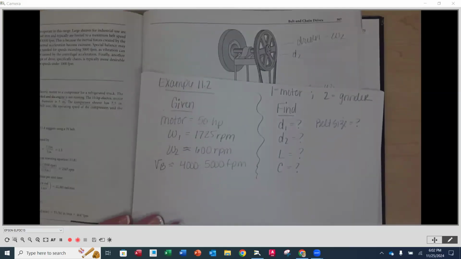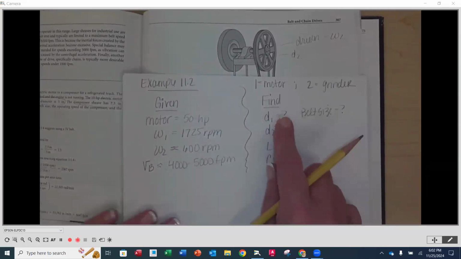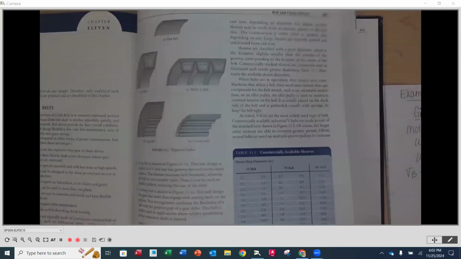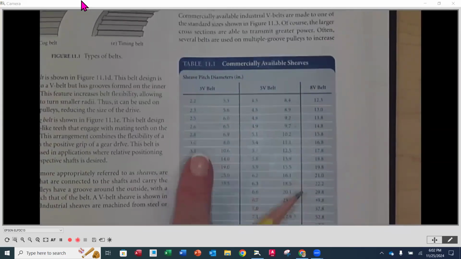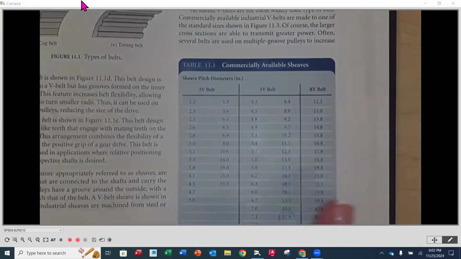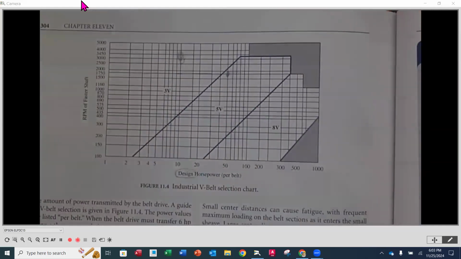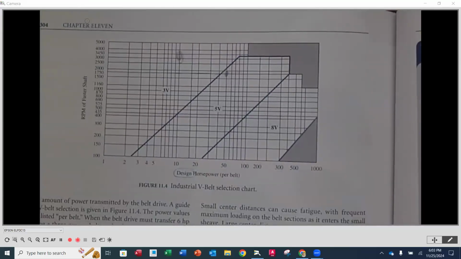Okay. All right. So the first step we need to do before we can do these diameters, these diameters have to come off of our commercial list. And if we go back to page 303, these are the commercially available sheaves. We can't pick one of these values until we know which column we're going to be in. So we're going to turn the page, and to determine the size of the belt, we're going to use this chart. Step number 1 is going to be the size of the belt.